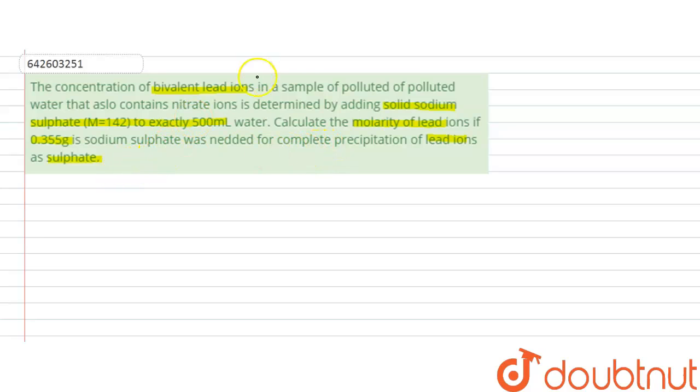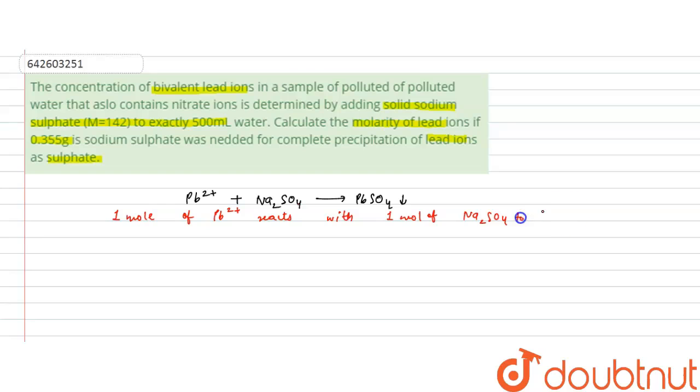So first we will write the reaction, that is lead 2 positive ions will react with sodium sulphate. It will form the precipitate of lead sulphate. It means 1 mole of lead 2 positive, when reacting with 1 mole of sulphate ions, will form lead sulphate. 1 mole of lead 2 positive reacts with 1 mole of sodium sulphate to form 1 mole precipitate.